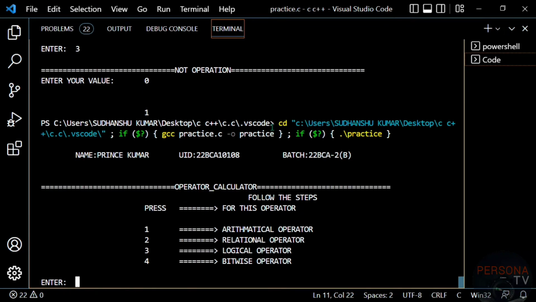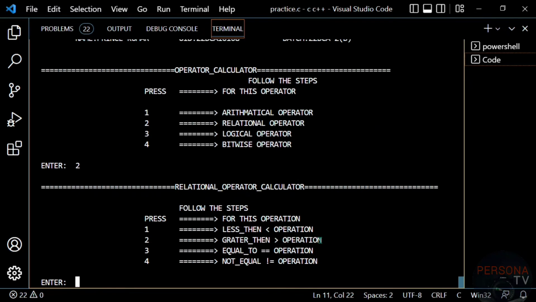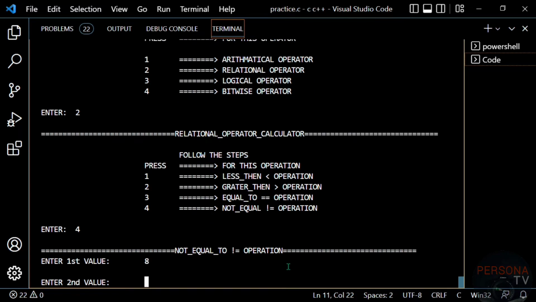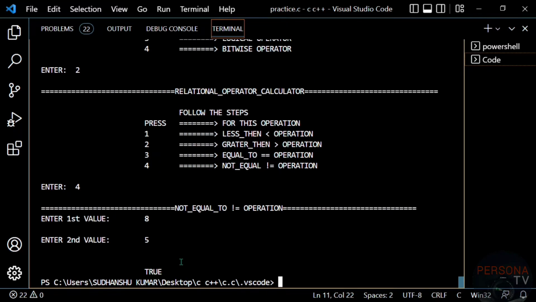Let's move on. I think I have not completed the relational operator in detail. For the fourth one, it's not equal to. Enter 4. The compiler tells me 8 is equal to 5. The compiler says true. Why does the compiler say true? I have used the not equal to operator, 8 is not equal to 5, so it means true. Okay.